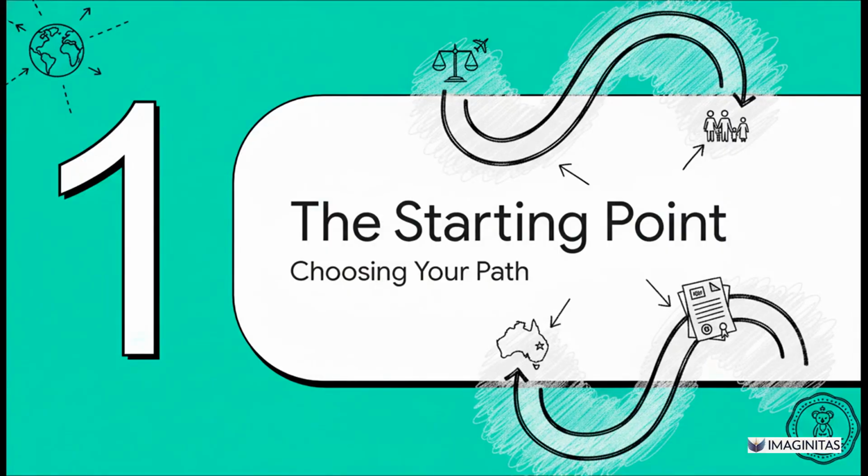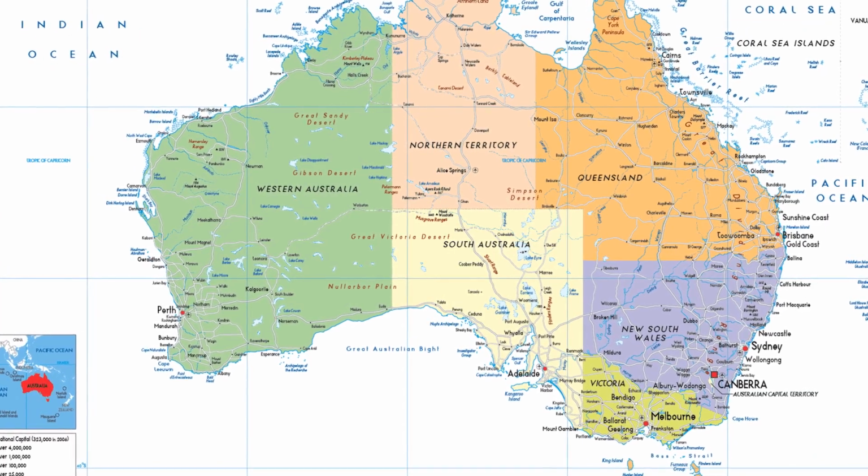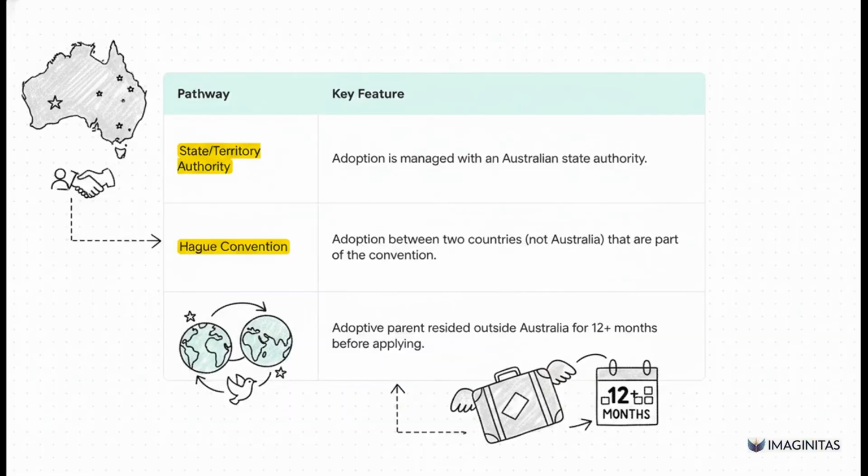Okay, so the very first thing you've got to get your head around is that not all adoptions are looked at in the same way, especially when it comes to visas. The specific path you take to adopt your child actually decides which rules you need to follow. So let's break down these three main routes. First, you've got adoptions done through an Australian state or territory authority. That's a pretty common one. Then there's the Hague Convention, which is this big international agreement that puts safeguards in place for adoptions between countries.